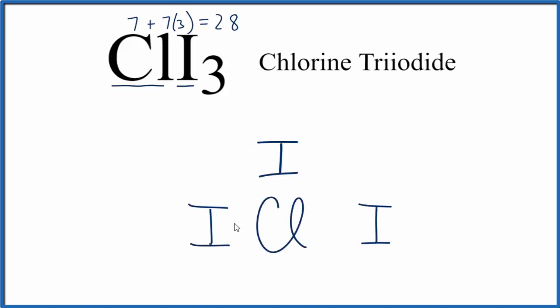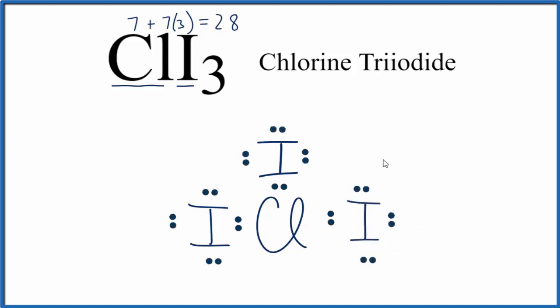Next, I'm going to place a pair of electrons between elements to form chemical bonds. Having done that, I'm going to complete the octets on these iodines here. At this point, I've used 24 valence electrons. I have 28. Let's complete the octet on the chlorine. And we've still only used 26 valence electrons. We have 28. But chlorine can have an expanded octet, so we can just put another 2 valence electrons down here on the chlorine. And now we've used all 28 valence electrons.